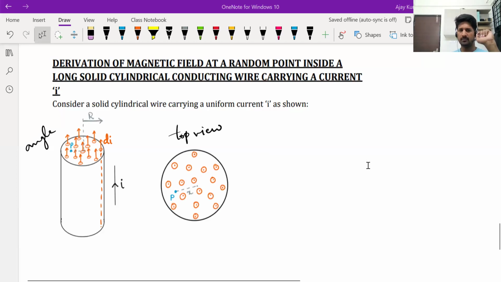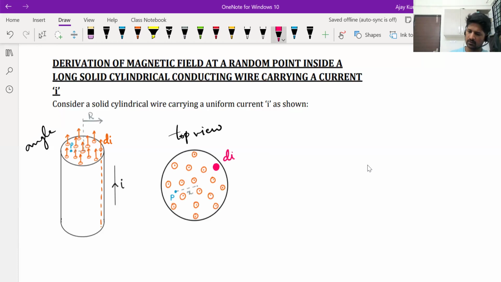If you want to use the element method, you have to consider one of the dIs. I'll highlight one of the dIs here randomly, maybe this current. You have to write an expression for the magnetic field that it produces at this point P. Since the current is dI, it produces a small magnetic field dB. You have to write an expression for it. And magnetic field is a vector quantity, so you should first write the dB expression.